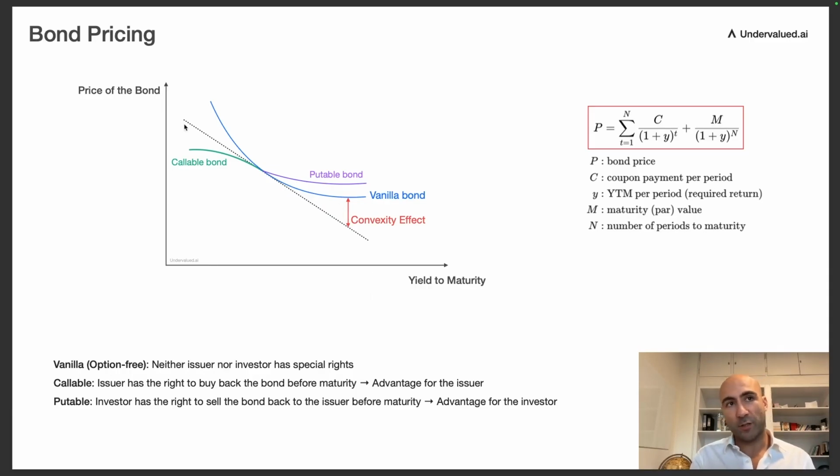And why it's not a perfect line? That's because of the convexity effect, and we'll get to it in a second.